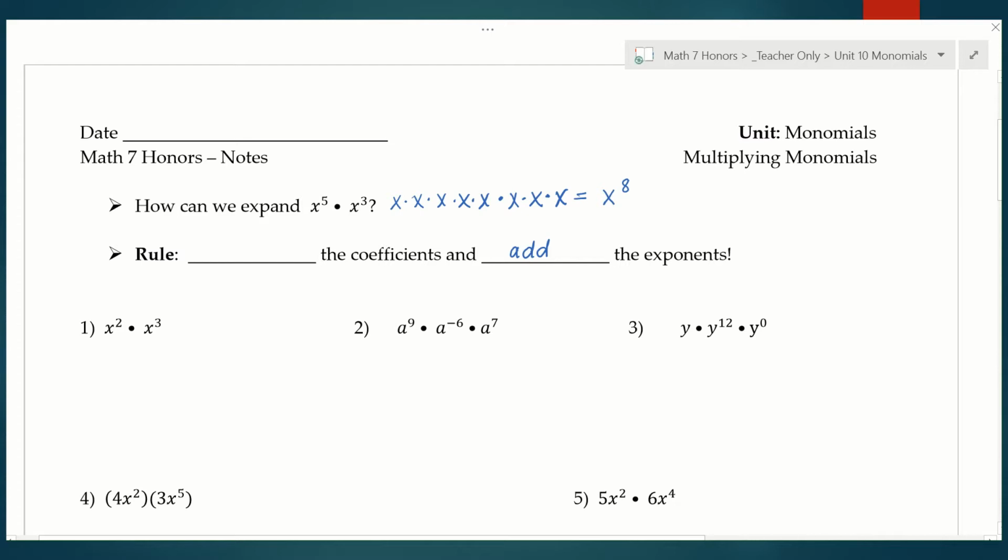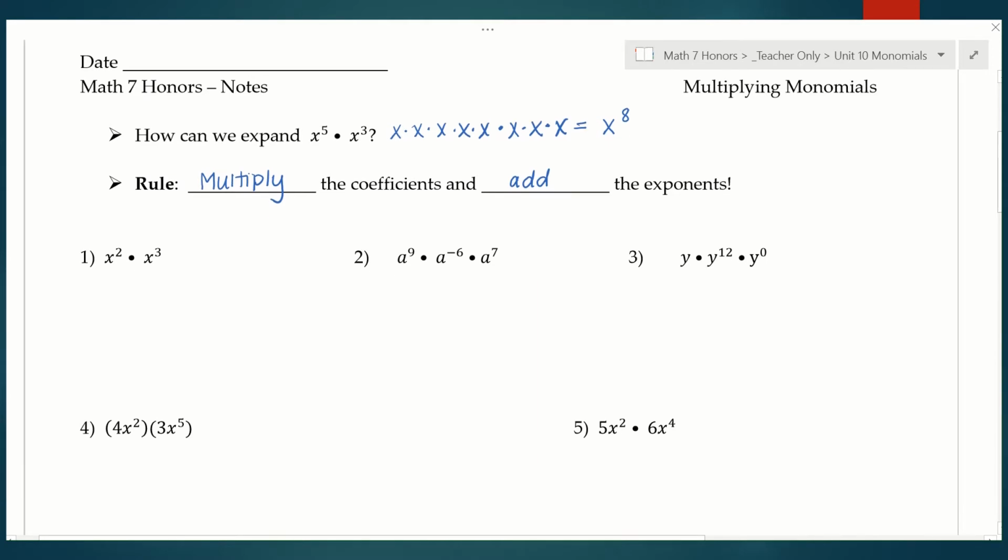Now if there was a coefficient there, we would just be multiplying the coefficients. So that's easy. You can see how this might start to get a little confusing with all these different rules, so it's important that you keep this straight. Again, when we're multiplying monomials, we multiply the coefficients and we add the exponents.